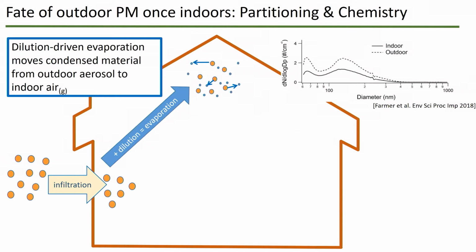So what I'm going to do is use the framework we just developed for outdoor wildfire smoke, and we're going to apply it to indoor particles. So we can think about particles upon infiltration in that indoor environment. Now they're experiencing much lower concentrations than they were outdoors. So we can have that same dilution-driven evaporation, and it will actually move condensed material from the outdoor aerosol sources to the indoor gas phase.